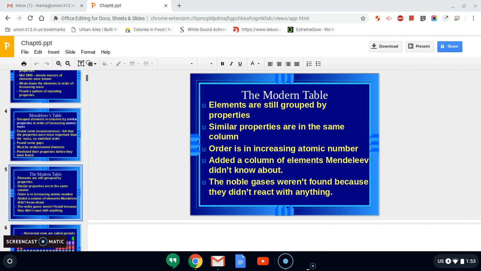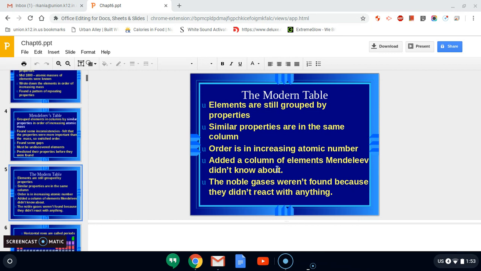If you look at elements like 52 and 53, tellurium and iodine, their masses are slightly out of order, and that's okay. What we focus on is that we didn't know tellurium at the time of Mendeleev, so we had to adjust the order a little bit. So this modern periodic table is still based on properties that Mendeleev found, but now instead of atomic mass, it has atomic number.